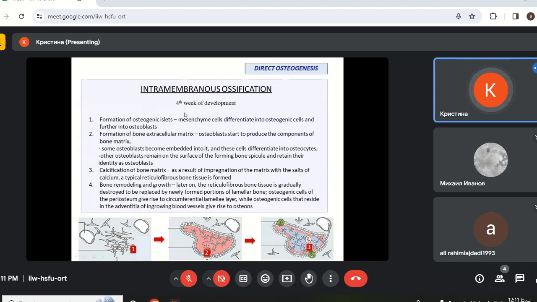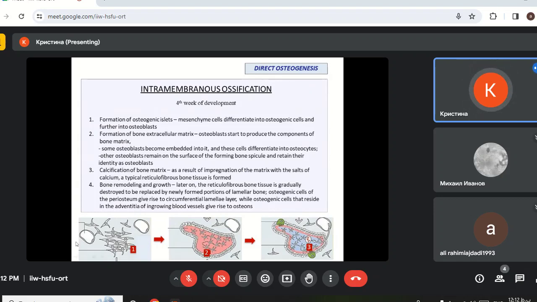It starts from the 4th week of development. It means that it starts from the 2nd month of development. It starts with the formation of osteogenic islet. Mesenchyme cells, which you can see here, have processes, they are migrating cells. They start to differentiate into osteogenic cells and further into osteoblasts.